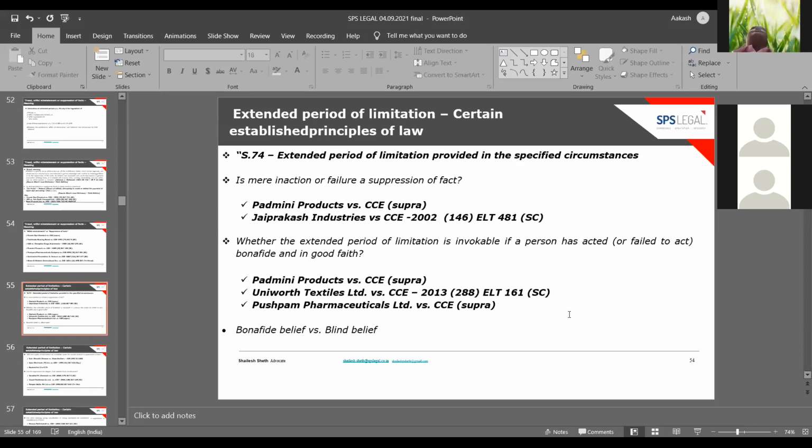The catchword is the willful. And therefore, the Supreme Court says that mere suppression is not sufficient to invite the extended period of limitation. It should be willful. Here, there is one catch. There is a difference between bona fide belief and blind belief. So one has to be clear.